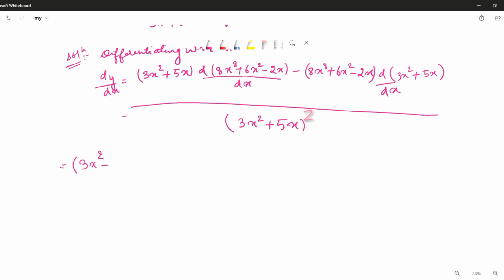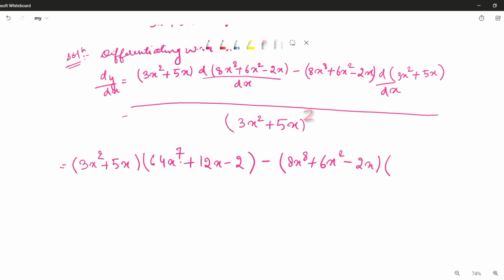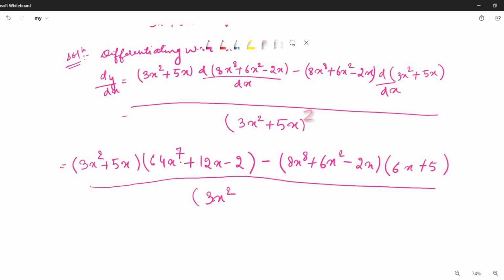So now 3x square plus 5x, 64x to the power 7 plus 12x minus 2 after differentiating. Okay, then again constant, same value, minus 2x, differentiation, so we will get 6x plus 5. Okay, whole divided by 3x square plus 5x whole square.